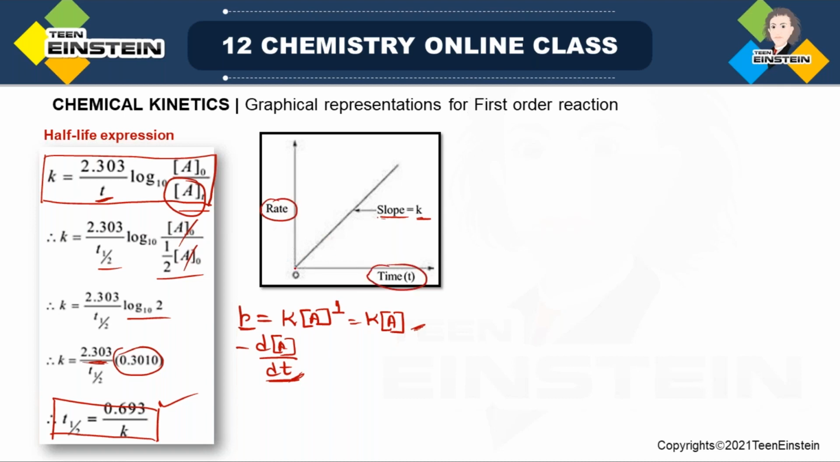In case of zero order reaction, when we drew the same graph, you saw that rate is not dependent on time. It is a line parallel to the x-axis. But now with a positive slope, we can see this is going through the origin, and it means that rate is directly proportional to time.